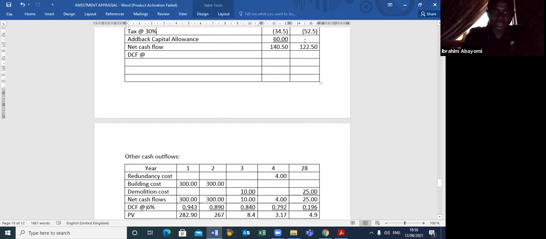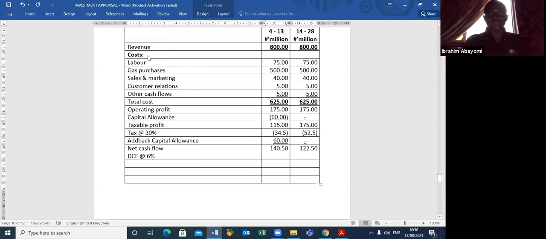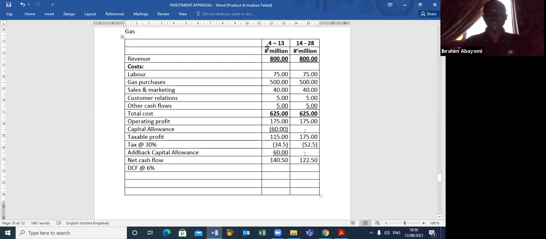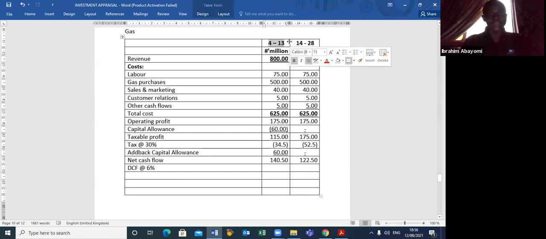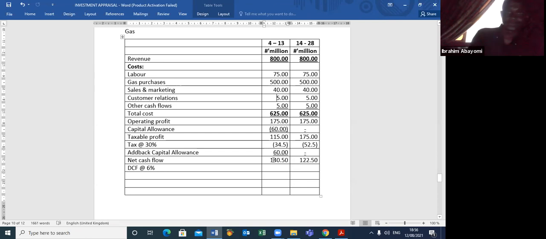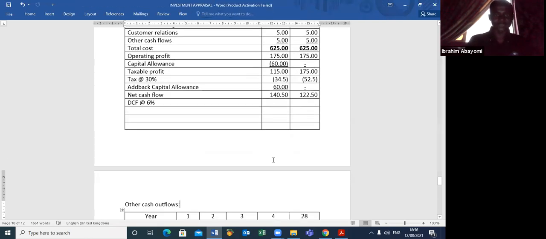Now, what about the one we have up there? We need to also discount it using 6%. What we want to do here is discount from year 4 to 13. Year 4 to 13 is 10 years. Now, you don't just put a raised to power 10. What you are going to do is compute the annuity factor from year 1 to 13. Let's do it together here.